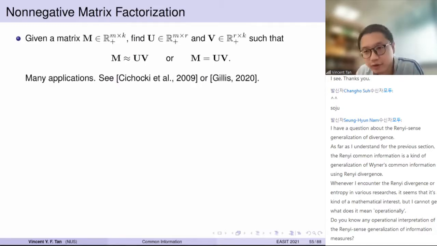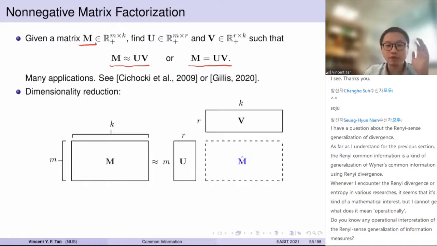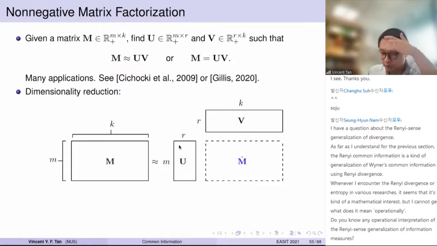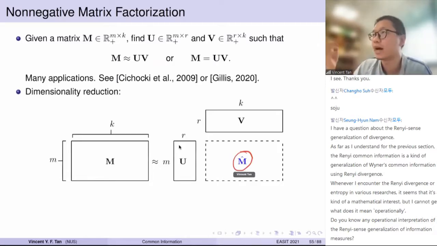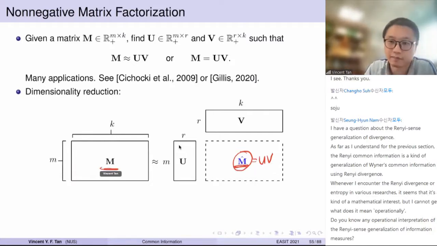Let us consider the non-negative matrix factorization problem. What is it? Well, you are given a matrix M. This matrix M is a very large matrix. You wish to find a low rank decomposition, either approximate or exact. So let me draw a picture. What's the point of this whole exercise? You have a very big matrix here, and you want to decompose it into two smaller matrices. All of them are non-negative, so all the elements here are non-negative. You want to decompose it into two non-negative matrices such that what you get, this is equal to UV, is either approximately the same as M or exactly the same, okay?